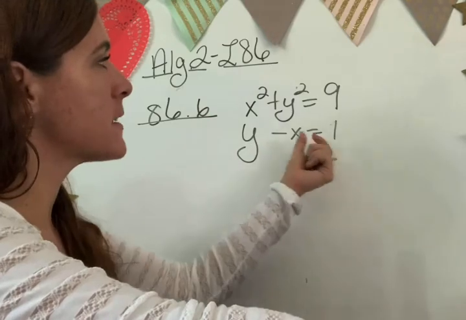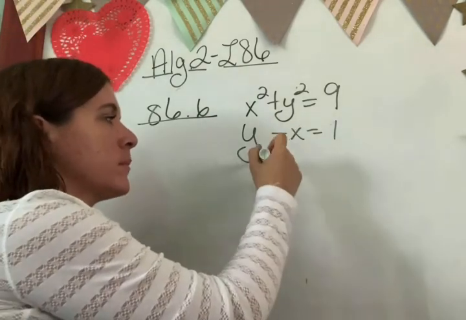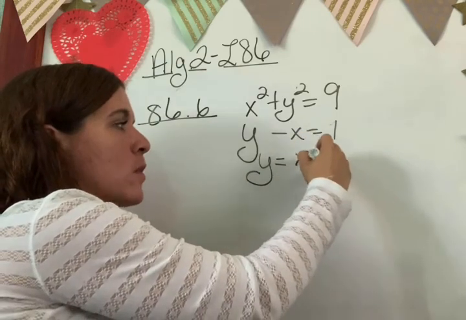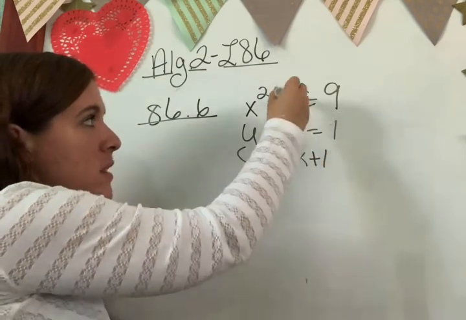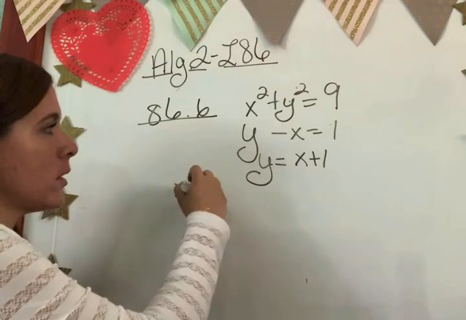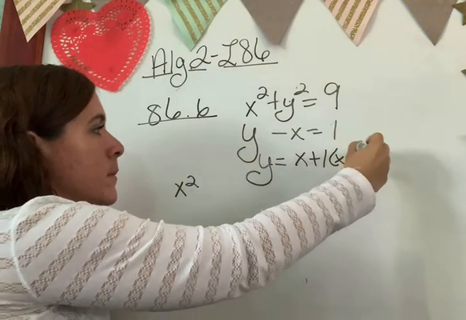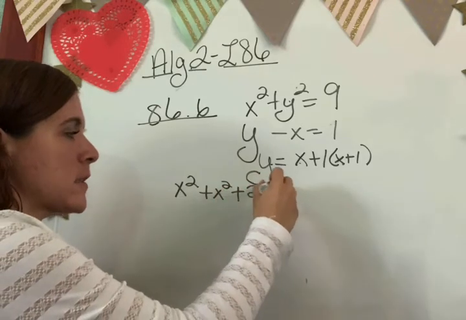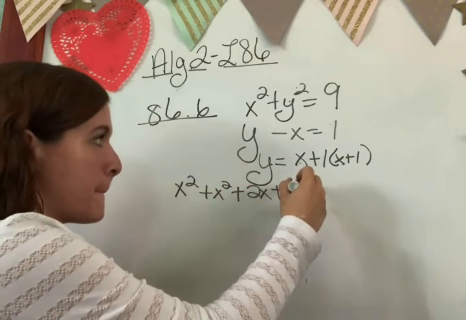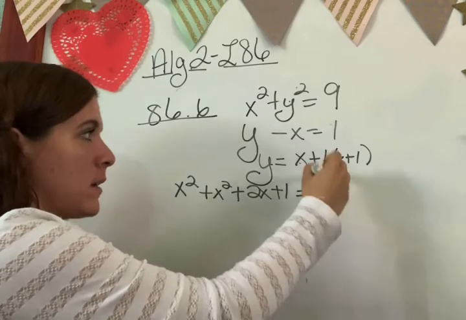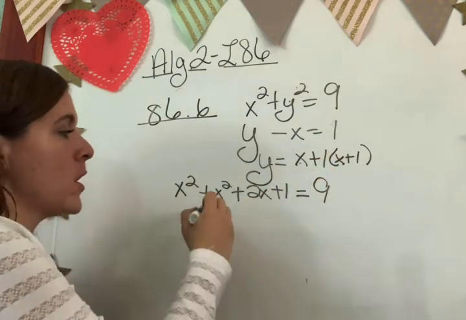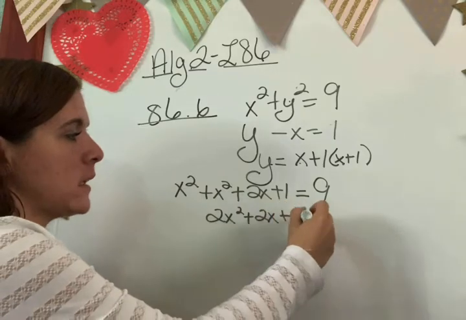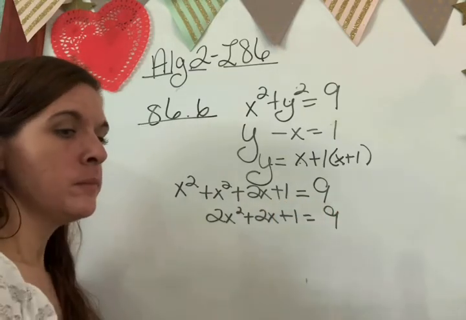What I'm going to do first, I'm going to substitute here. So it's going to be x plus 1, right? And I'm going to substitute into there. So that's x squared again, plus 2x plus 1 equals 9, because this is going to be your y squared, right? So that's 2x squared plus 2x plus 1 equals 9.